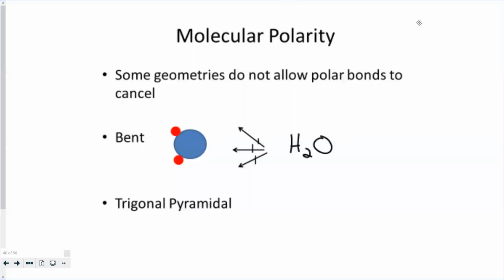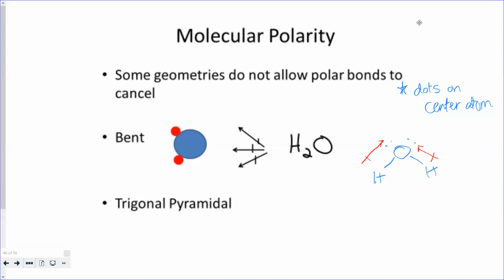And then we get to the shapes that do not allow polar bonds to cancel. These are going to be the ones that have dots on the center atom, or the ones where the outer atoms don't match. So if we have a bent structure, water, whenever we drew it, looked like this. If we are looking at those electronegativity values, oxygen is more electronegative than hydrogen, so the electrons are being pulled towards the oxygen. But notice that since they're bent, they are not straight across from one another. So they are not pulling against one another, and there's nothing pushing in the opposite direction. So it ends up being polar.